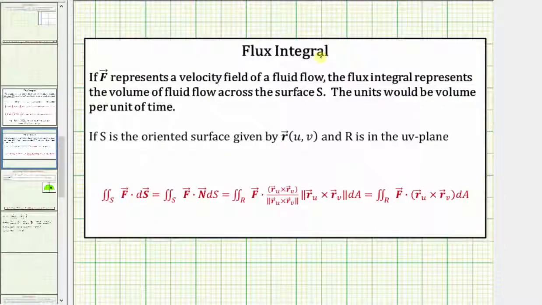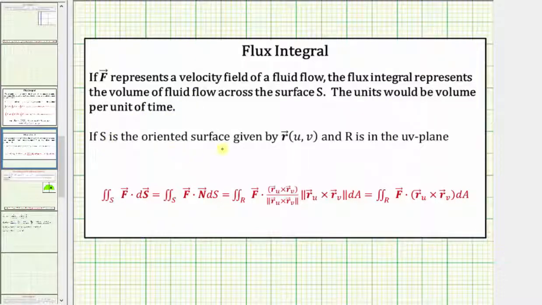So a flux integral is normally given in one of these two forms here on the left, where if the vector field F represents a velocity field of a fluid flow, the flux integral represents the volume of fluid flow across the surface S. The units would be volume per unit of time.